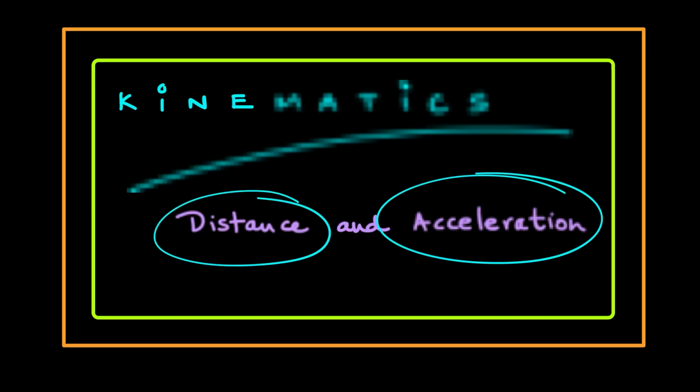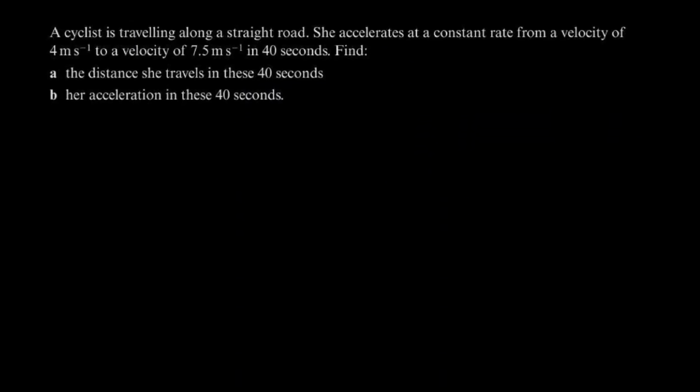Distance and acceleration. These are the two quantities that we will focus on finding in this particular video. The question says, a cyclist is traveling along a straight road. She accelerates at a constant rate from a velocity of 4 meters per second to a velocity of 7.5 meters per second in 40 seconds. Find the distance she traveled in these 40 seconds, and her acceleration in these 40 seconds.